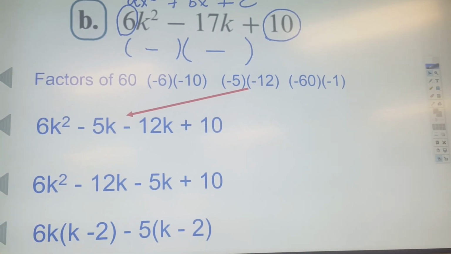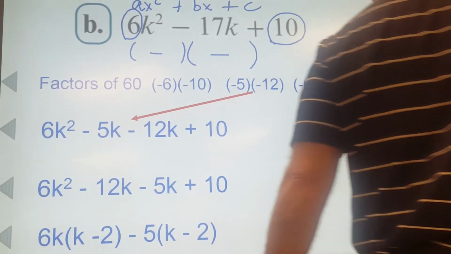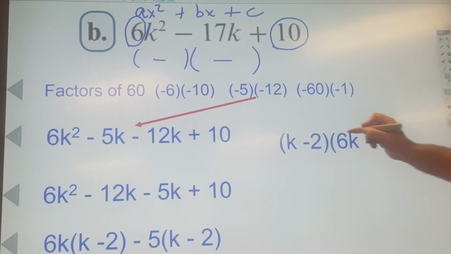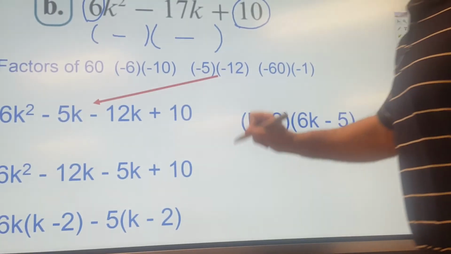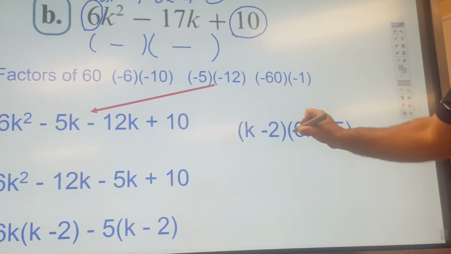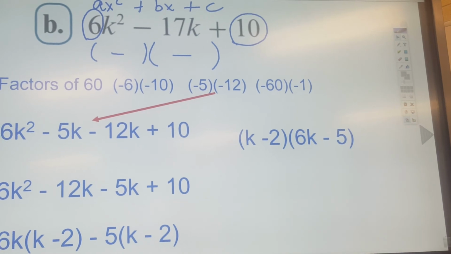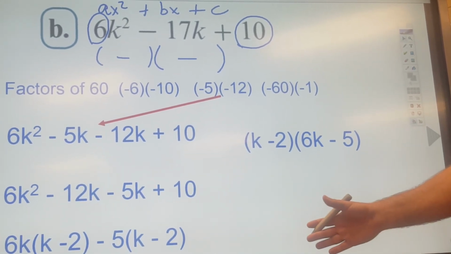All right, I'm going to go ahead and go to the other side. Same thing we've done with all the other problems. We take out the common factor of k minus 2. We factor it out. Inside, what do we have left? We have 6k, and we have minus 5. All right, and that's factoring by grouping.